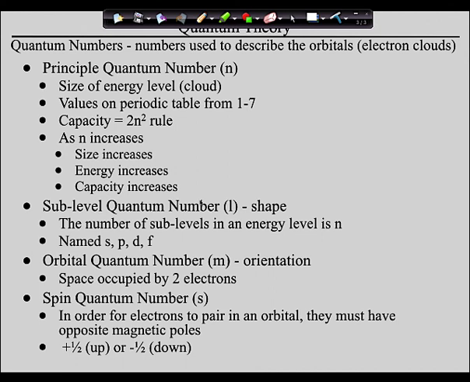What is an orbital? The space that 2 electrons occupy. Sorry, that's the second question. What is an orbital? It is the cloud that is occupied by electrons. How many electrons can each orbital hold? 2. What has to be true of the electrons that are in the same orbital? What's the answer? What has to be true? They have to have opposite spins.